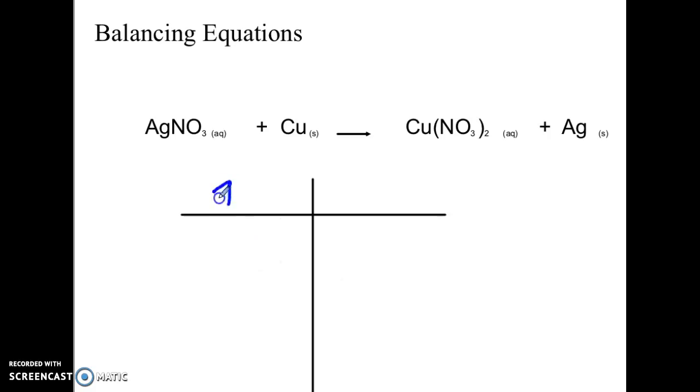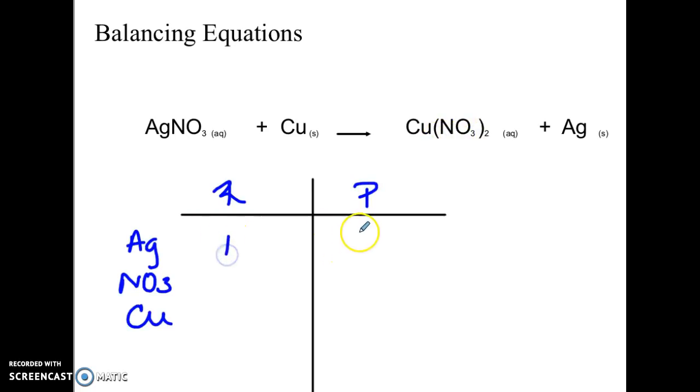So here I've got reactants, here's my products, I'm making my T-chart. Now I'm going to write silver. I'm going to write the NO3 as one unit because you see it on both sides, and I'm going to write copper. And this can really help you to find where to begin the balancing.